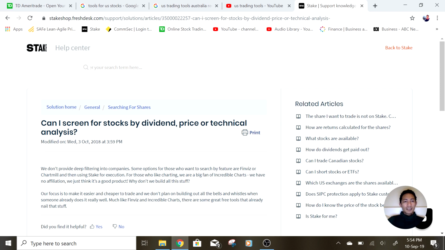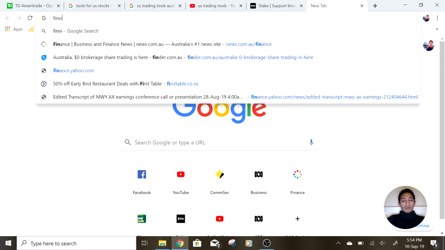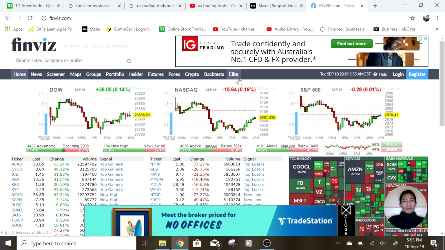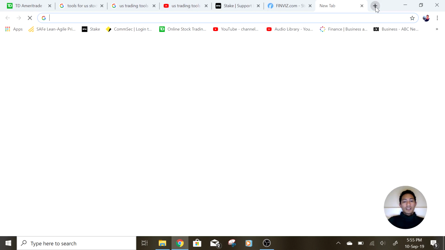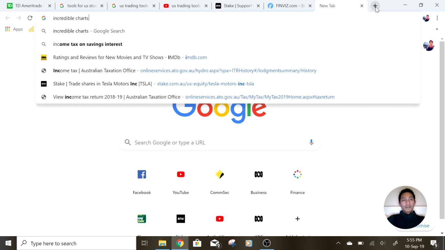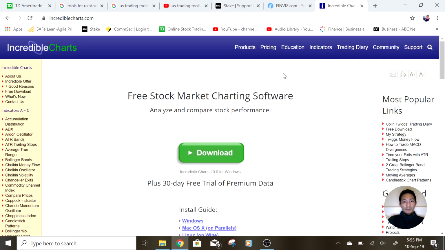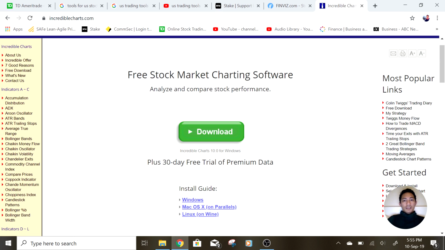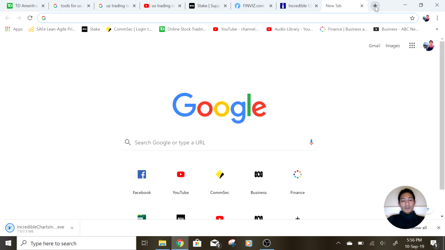Why don't we build all this stuff? Our focus is to make it easier and cheaper to trade, and we don't plan on building out all the bells and whistles when someone already does it really well. Much like FinViz and Incredible Charts, there are some great free tools that already nail that stuff. Let's look at FinViz. I'm gonna bookmark that. Let's have a look at Incredible Charts. Okay, so download Incredible Charts 10.0 for Windows. I'm gonna go ahead and download that, and Stake also mentioned Chartmill.